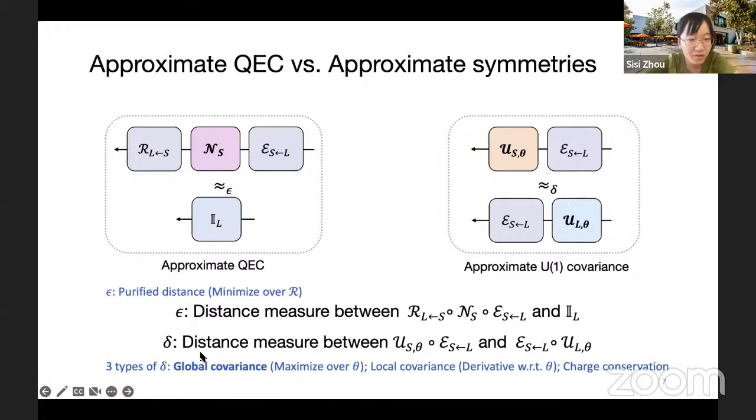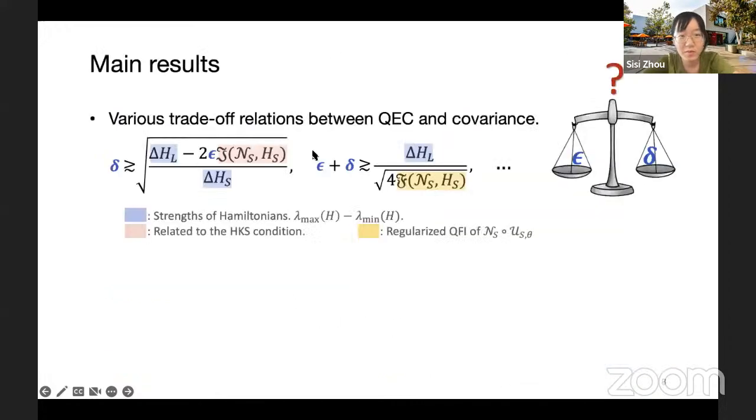So, and in fact, for the sake of time, I'm going to only focus on this global covariance violation in this talk, while the result on other types of definition is contained in our paper. Our main result is that we derive various trade-off relations between quantum error correction and symmetry. Here are the two types of trade-off relation I'm going to focus on.